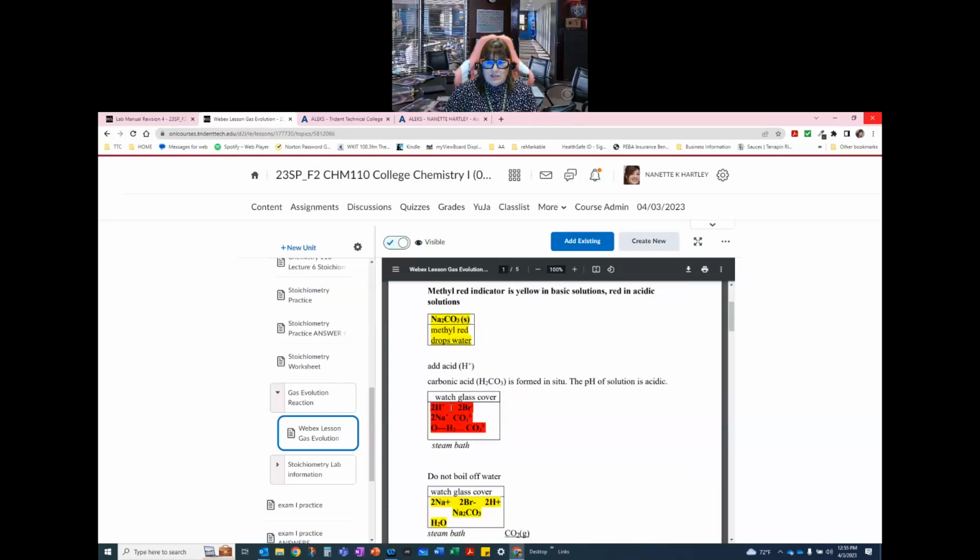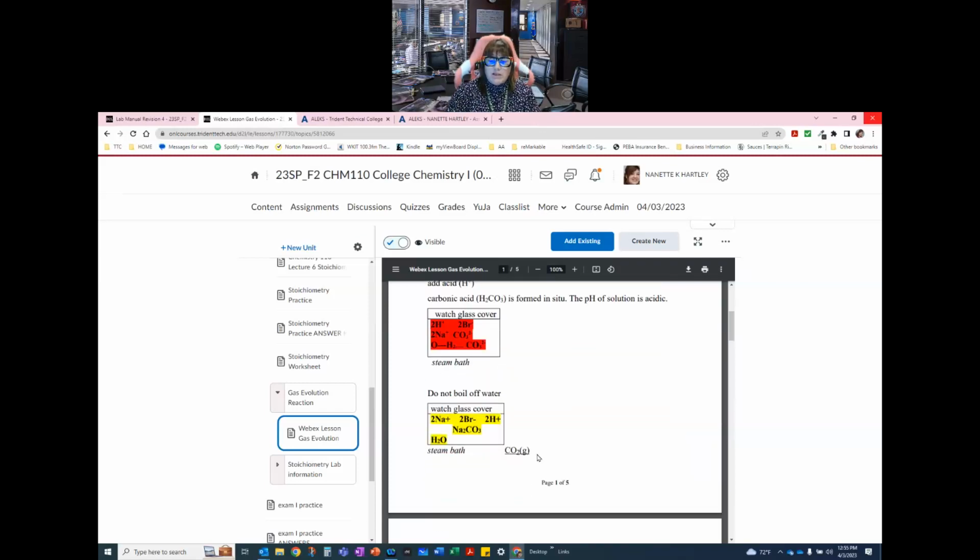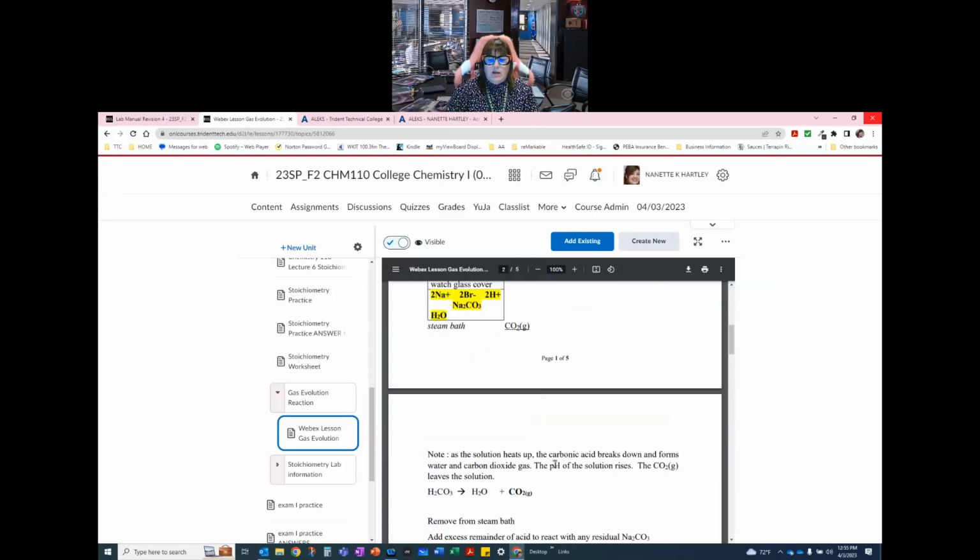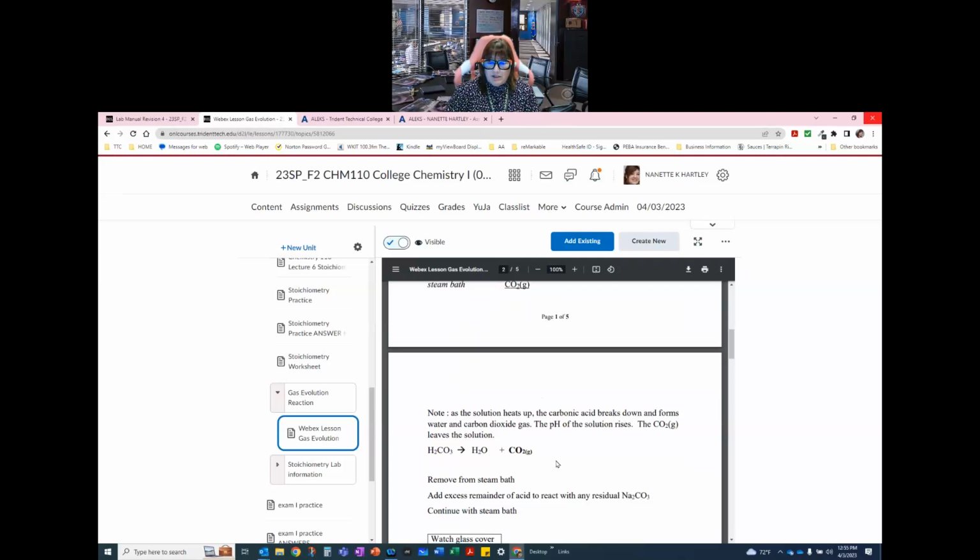So that's done over a steam bath with a watch glass cover. And we don't want to boil off the water that's formed, but we do want to drive off the CO2. So we get rid of that CO2. As the solution heats up, the carbonic acid breaks down, forms water and carbon dioxide gas, pH continues to rise, and the CO2 leaves the solution. Then we remove it from the steam bath, because what actually happens is it goes back to yellow when we do this in the lab.